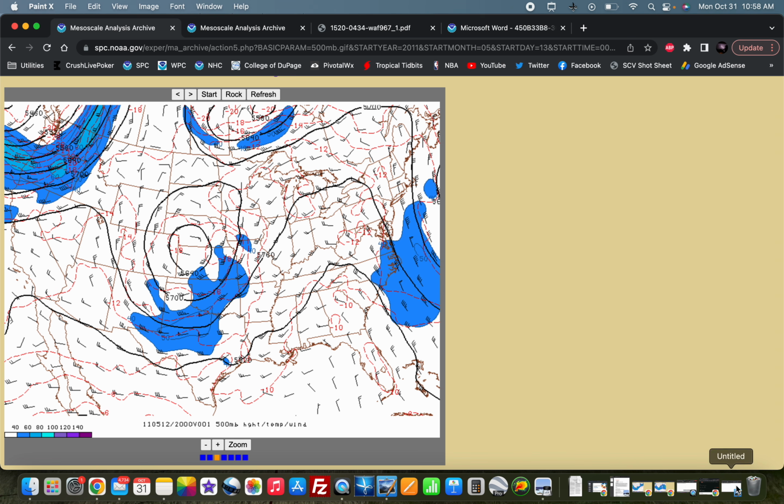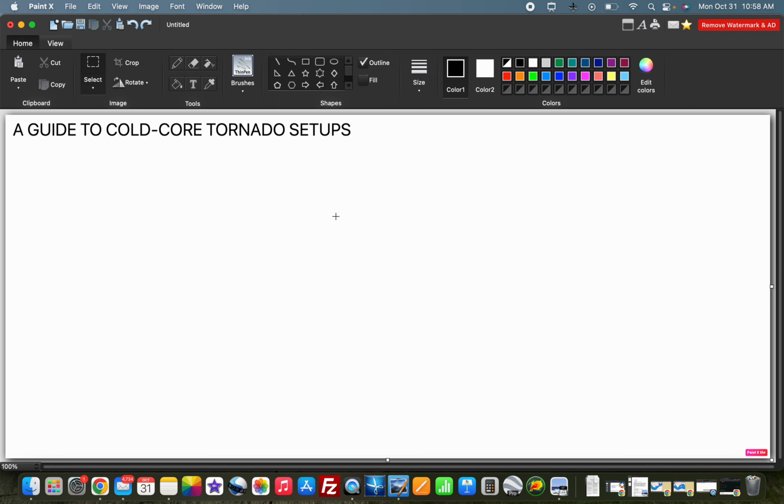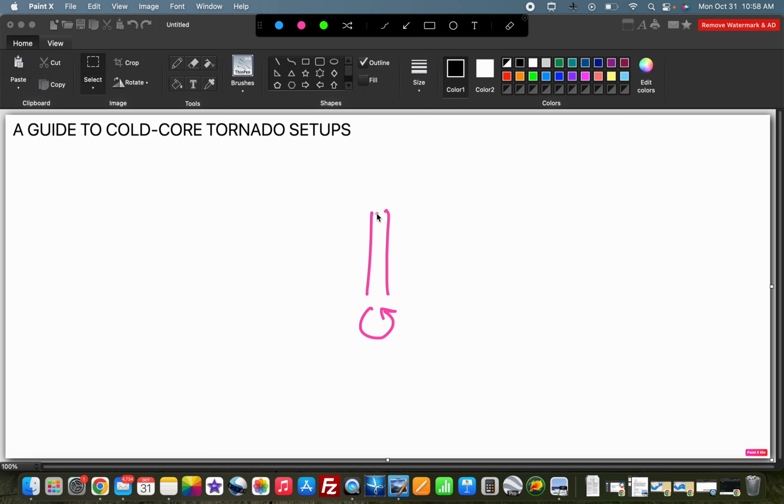But again, that instability concentrated in the lowest levels of the atmosphere helps to stretch whatever spin there is, however marginal it is, into the vertical, and you can get tornadoes even though the low-level wind shear is pretty meager to begin with.